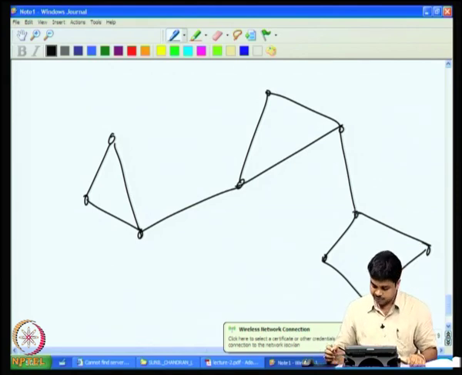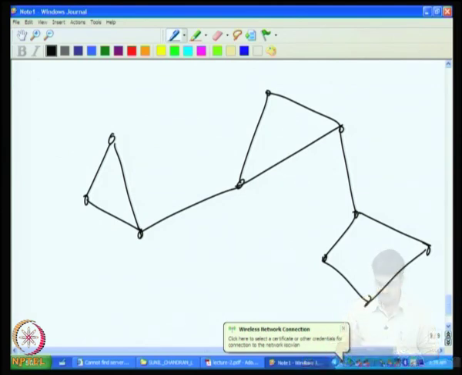Does this graph have a two factor? Yes. The question is, do we have a spanning subgraph of this graph which is also two regular? Yes. This is the way we can mark it. So, we mark it like this. This one you take, then this one you take, and then this one you take.